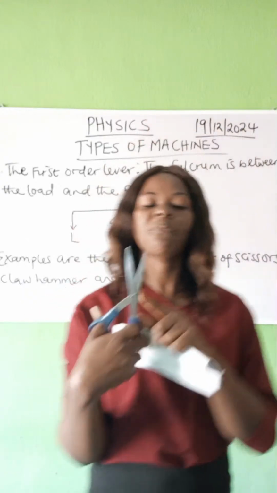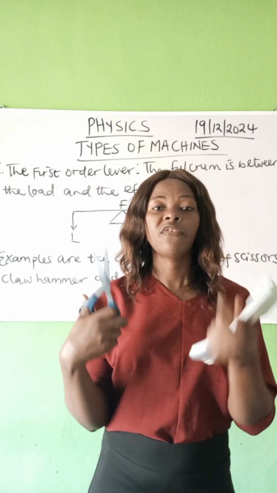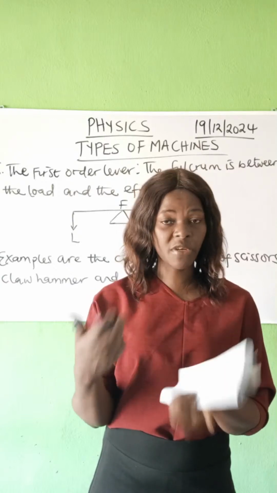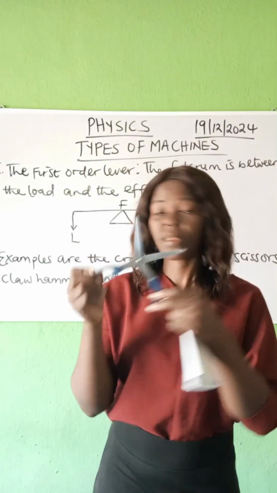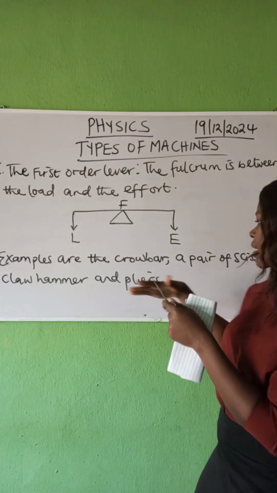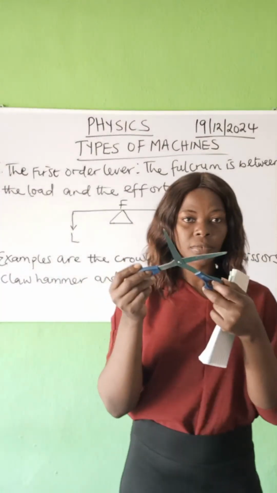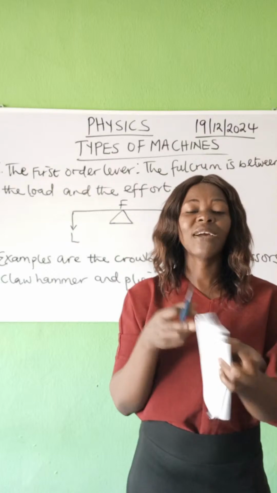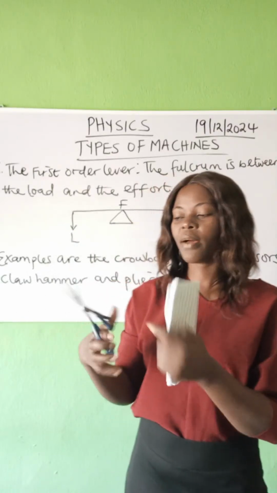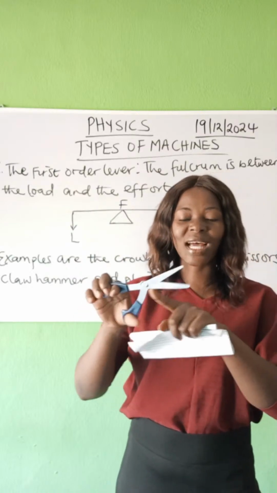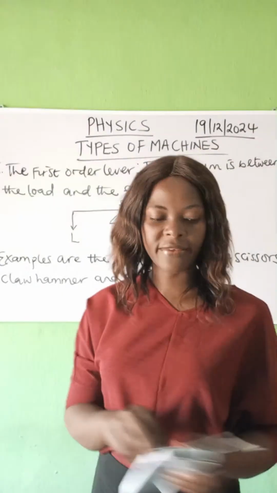So any type of machine that is this way is classified to be what? First order lever. I don't know if you understand better now. Any object, any machine that is this way, you also have claw hammer and pliers. They all appear in this form. Okay, so it is being classified under first order lever. Do you understand? So we can now classify this under first order lever because this is how it operates. All right, so let's go into second order lever.